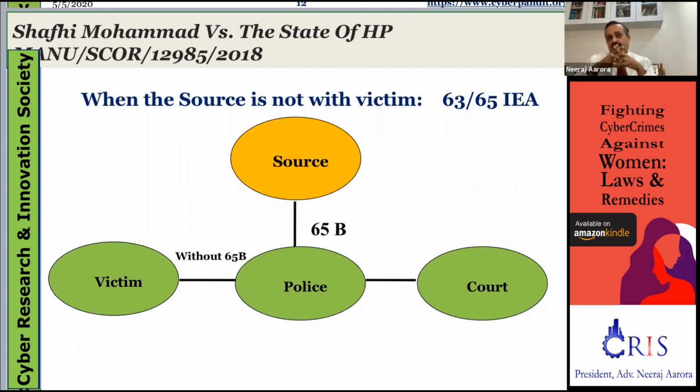In Anwar PV, the certificate is mandatory when the person is in possession of the original evidence. But Shafi Mohammed says when the original evidence is not in your possession, then the certificate under section 65B is not mandatory. For example, you are going to give evidence in the form of a printout taken from a website. You have taken the printout from the website, but is the original data of that website in your possession? No. In whose possession is it? It is in the possession of the website owner. So in that situation, you cannot give a certificate under section 65B.